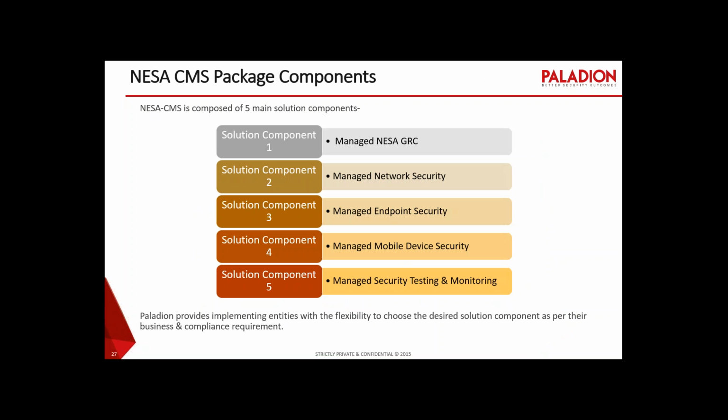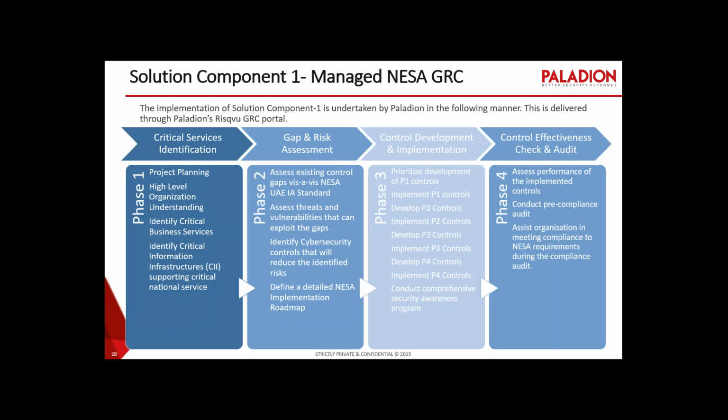A little bit of detail on each of these 5 components. We have these 5 components, and Paladion also provides the implementing entities with the flexibility to choose the desired solution component as per their business and compliance requirements. So solution component one is about managed NESA GRC. It includes 4 phases, and this is our implementation approach. Phase 1 is where we identify the critical services.